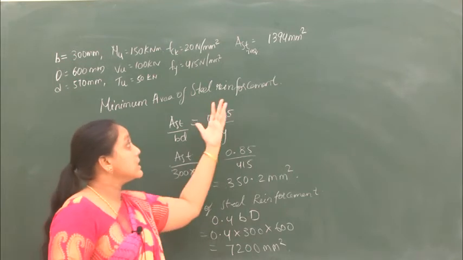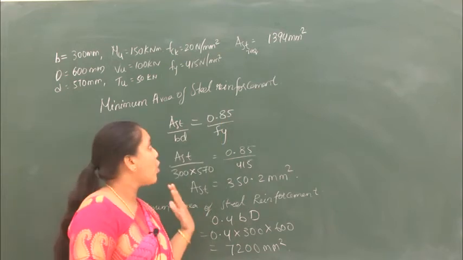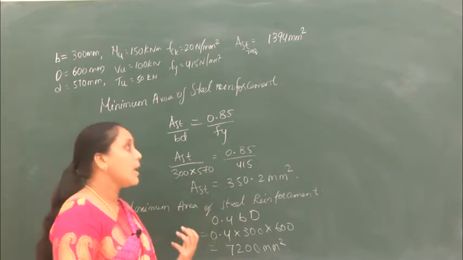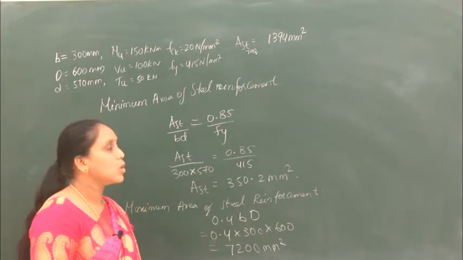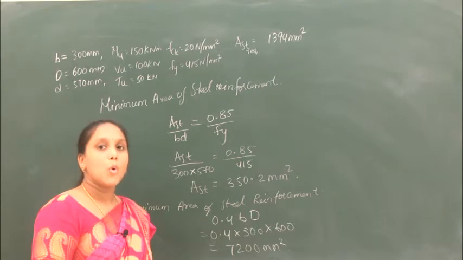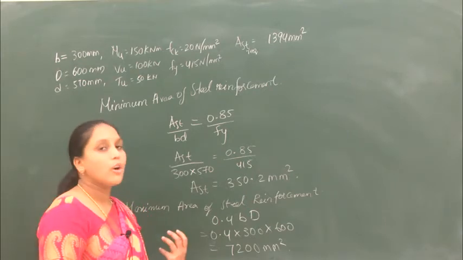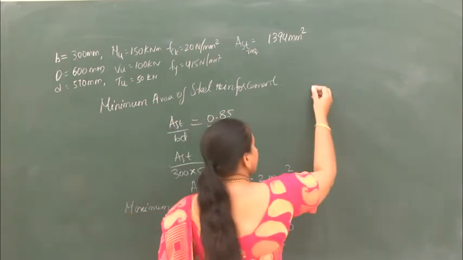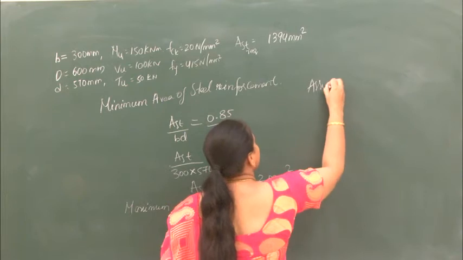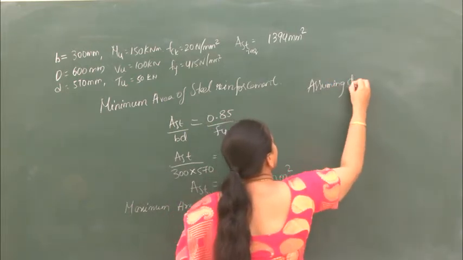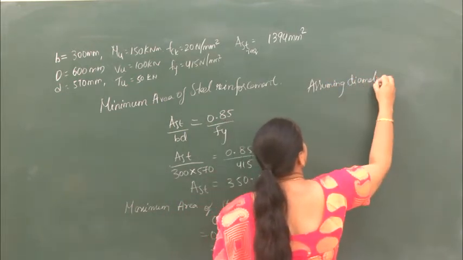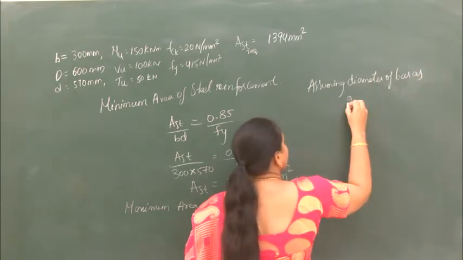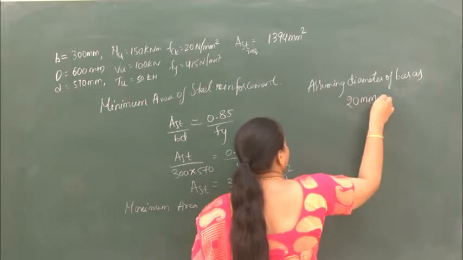Now this area is what is required for resisting that particular bending moment. Now I am going to assume a suitable diameter of the bar, and I am going to calculate the area of the steel to be provided. So what I am doing is assuming the diameter of bar as 20 mm.